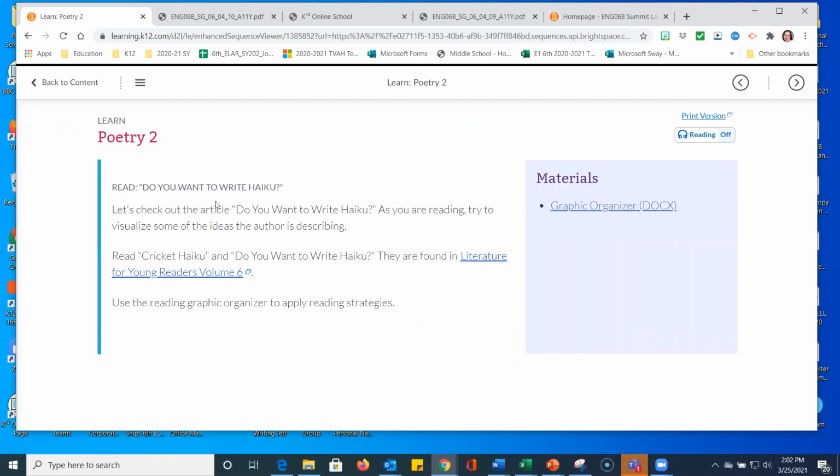Read, do you want to write haiku? Let's check out the article, Do You Want to Write Haiku? As you read, try to visualize some of the ideas the author is describing. Read Cricket Haiku and Do You Want to Write Haiku? They are found in Literature for Young Readers, Volume 6. Use the reading graphic organizer to apply reading strategies.